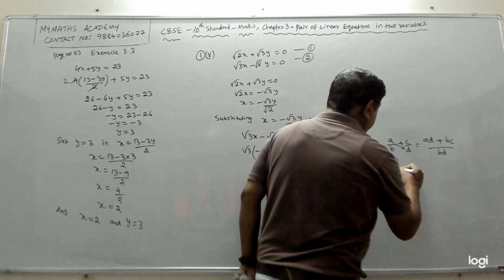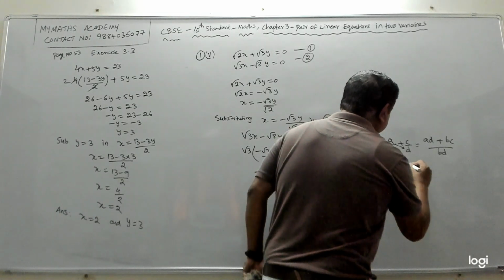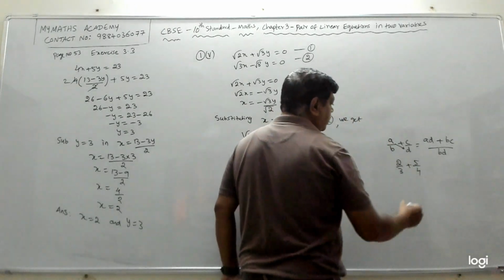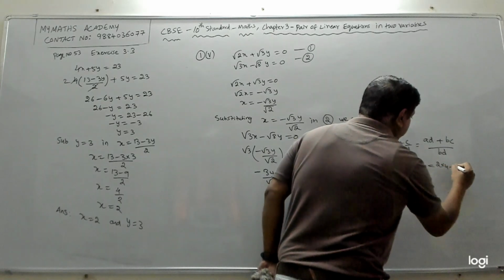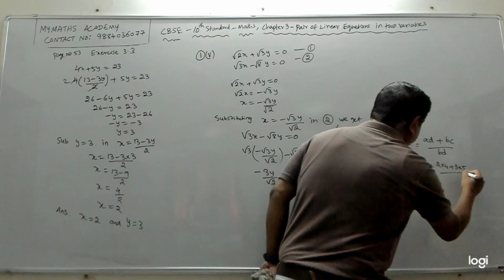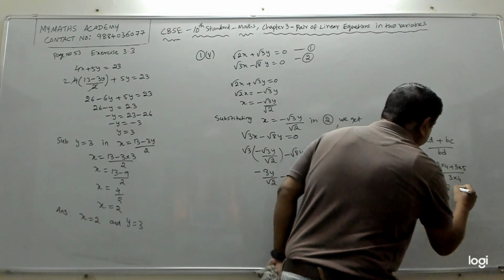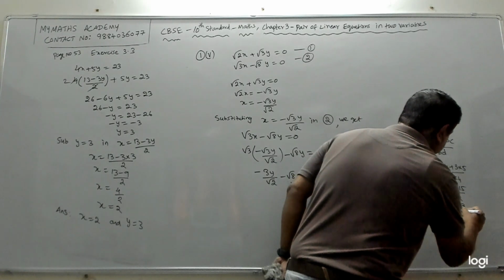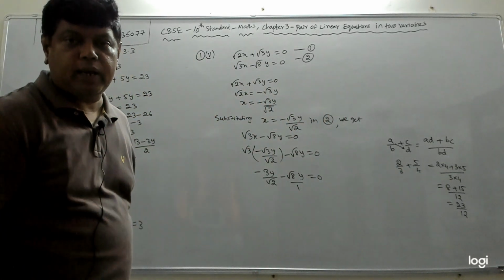So suppose I want to add 2 by 3 with 5 by 4. This can be written as 2 into 4 plus 3 into 5, divided by 3 into 4. So that gives you 8 plus 15 by 12, which gives me 23 by 12. So you can add like this also.